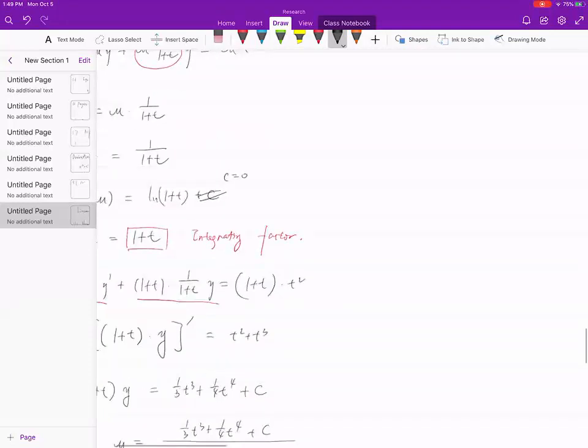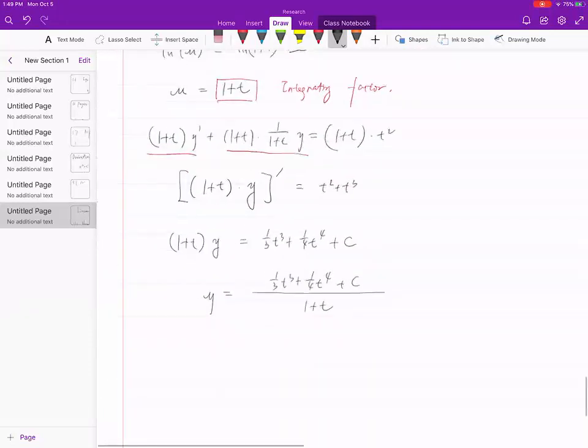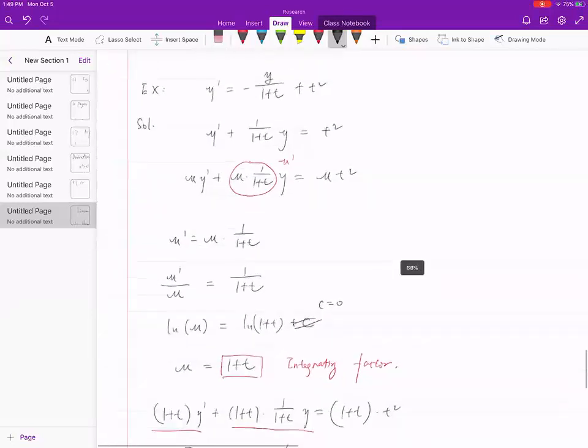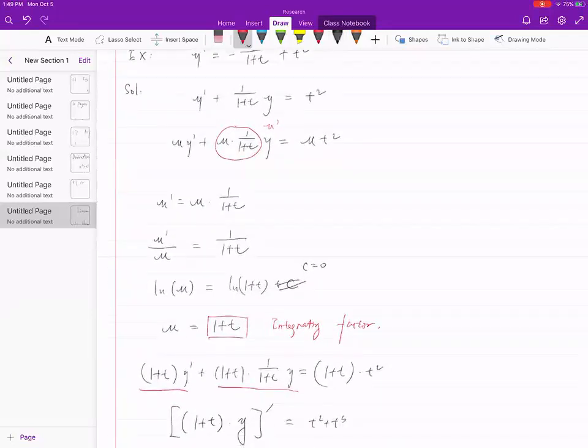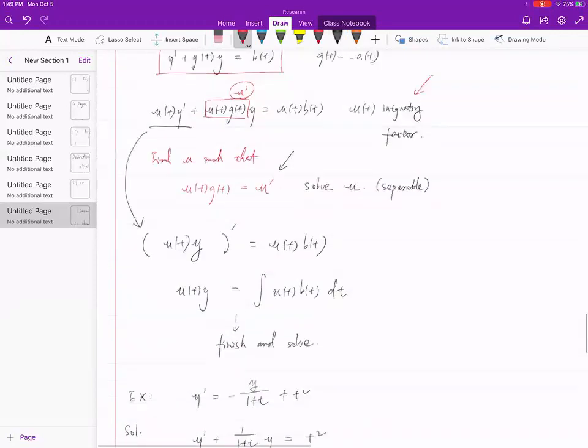The key is to find the integrating factor by solving this. Second, multiply the integrating factor on both sides. You are definitely going to have a perfect product rule. If not, go back and check. You set the wrong thing up. Okay? Once you have that, it's doable.